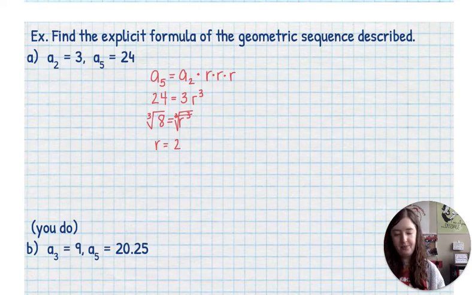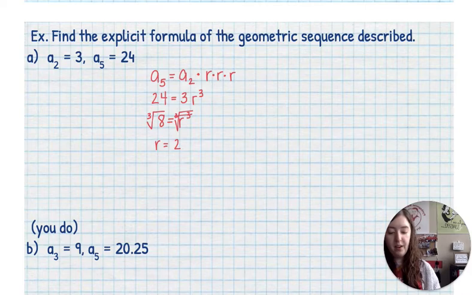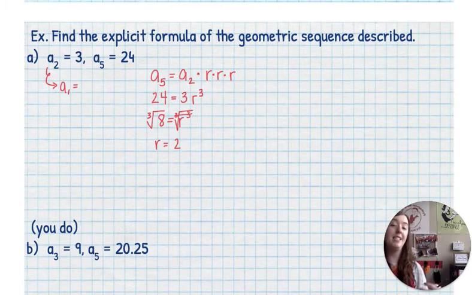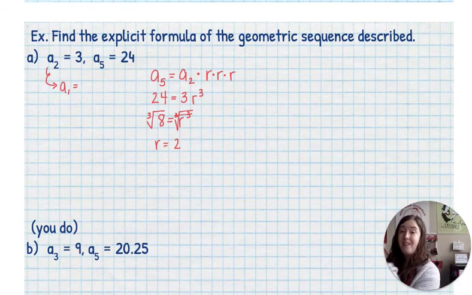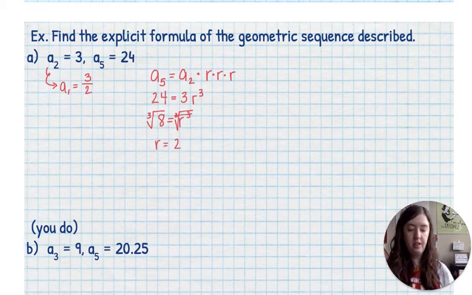All right. So we already know what the second term is. Now we can go back and find the first term. We know we had to multiply by 2 to get from the first term to the second term, so to go backwards, I'm going to have to divide by 2. So my first term is 3 over 2.